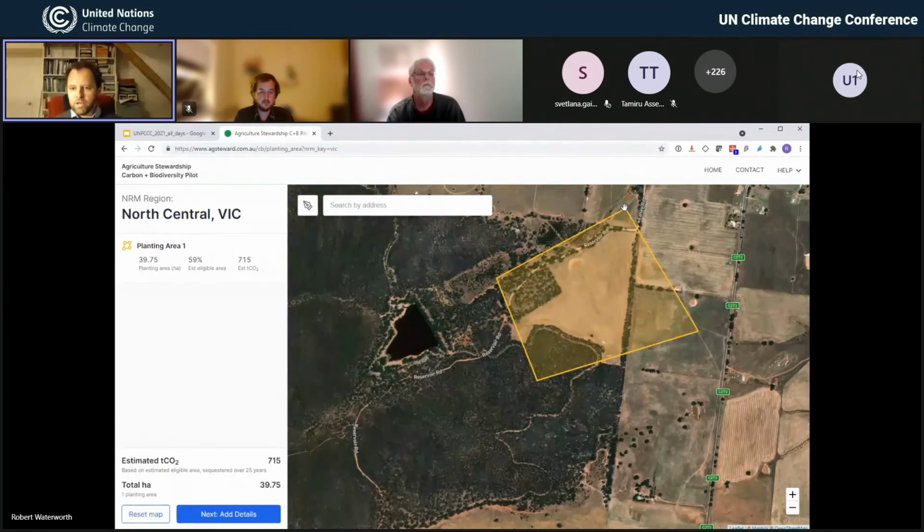Of the area inside that polygon, only 59% is eligible under Australia's carbon mechanisms at the moment. And the reason for that is that there's trees already inside that polygon, so you can't plant trees on trees. And that if you were to plant those eligible areas, you have 715 tonnes of CO2 after 25 years that you could potentially trade.